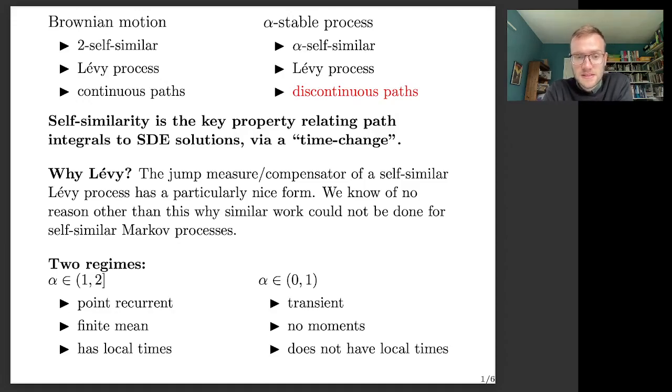That's what they did. For alpha less than 1 and greater than 0, stable processes are transient, they have no moments, and they don't have local time, so they don't hit points. And all of these things make it harder to do the analysis, and that's what we had to work through.